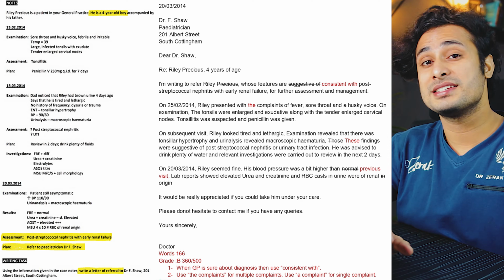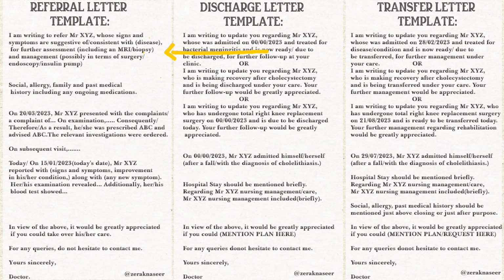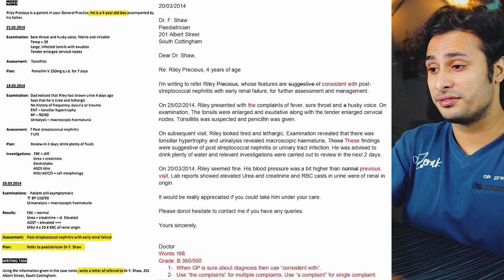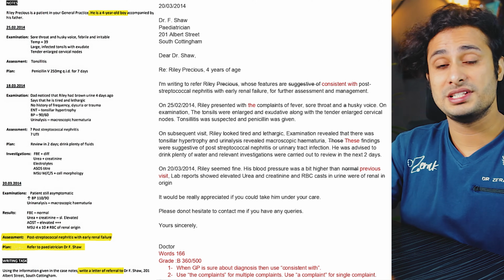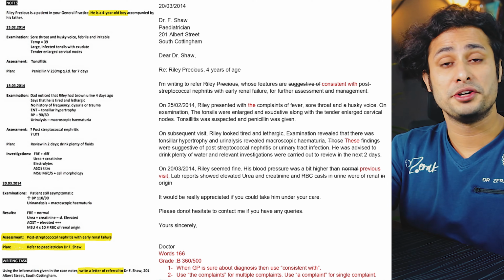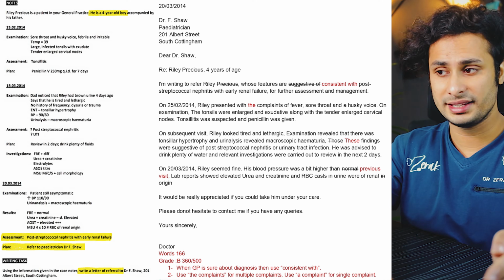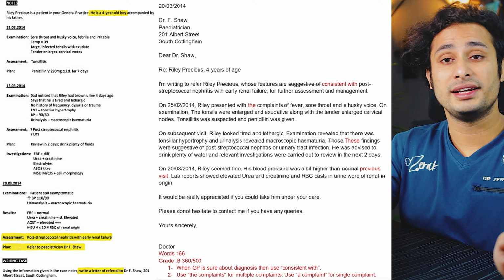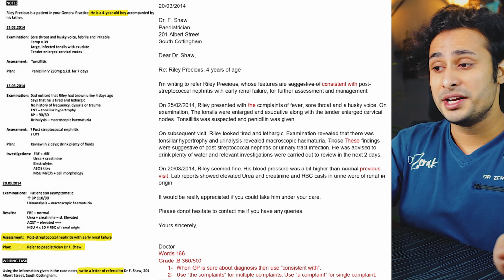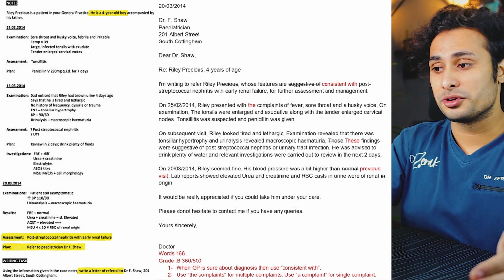Next, we will write the purpose statement, and I have already given you the free template to write the purpose statement. So we will write the purpose statement as I'm writing to refer Relay. We will not use Precious here because we need to save words, and our letter will be like 180 to 200 words. So we have already mentioned the complete name in the regarding statement. We do not need to write the complete name in the purpose statement. I'm writing to refer Relay, whose features are consistent with post-streptococcal nephritis.